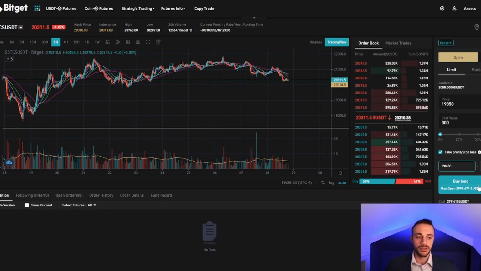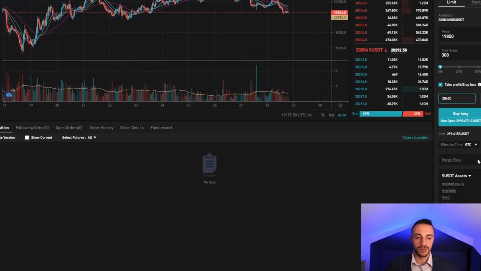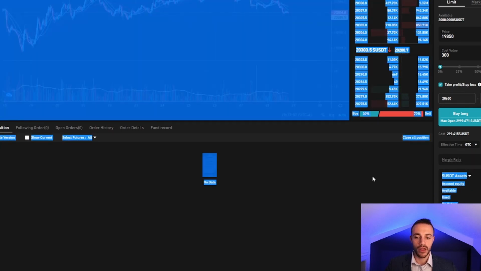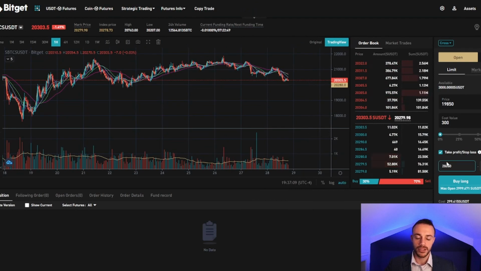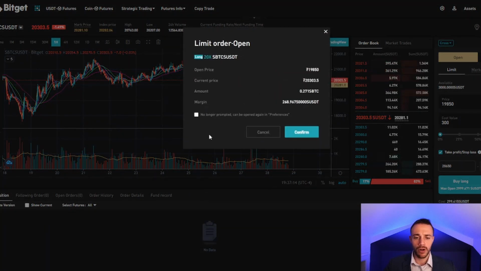Then from here, you're going to see that the cost of this trade is 299 USDT. We want to use good till canceled for the effective time. GTC stands for good till canceled. All that means is the order will stay in place until it gets filled or I personally cancel it. So all we do now is hit buy long, and it tells us the open price is 19,850. The current price is $20,304. It also shows the amount of Bitcoin we will be buying, and the margin for that is going to cost $268.